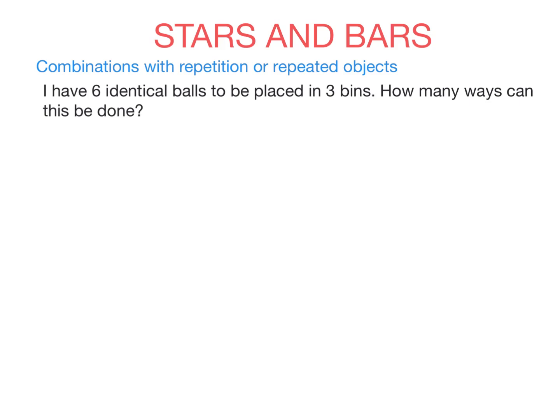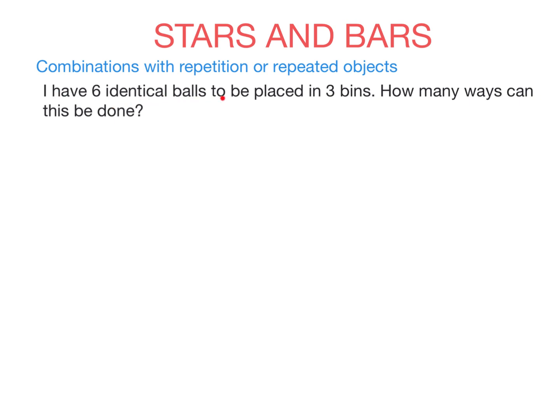Thank you so much for tuning into this video in which we will look at stars and bars. They are used as a visual representation when we're completing problems involving combinations with either repetition or repeated objects. So let's explain how to use stars and bars through this example.